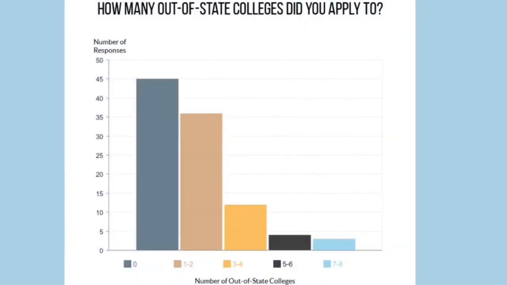This histogram is another graphical representation of our data. Along the y-axis, it shows the frequency or number of responses for each of the categories, and on the x-axis, it shows the number of out-of-state colleges applied to. This form of graphical representation most accurately shows the skew in our data and the fact that most of the data fell between 0 and 2.